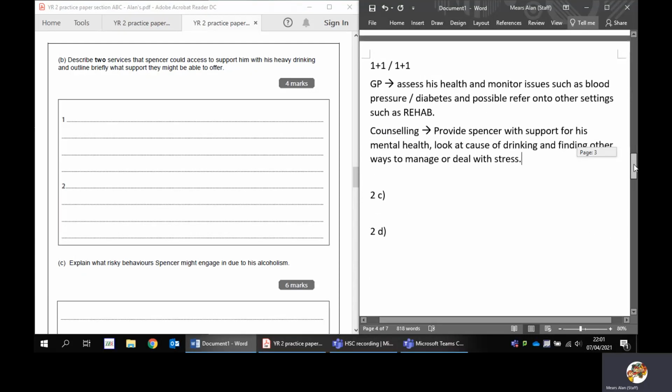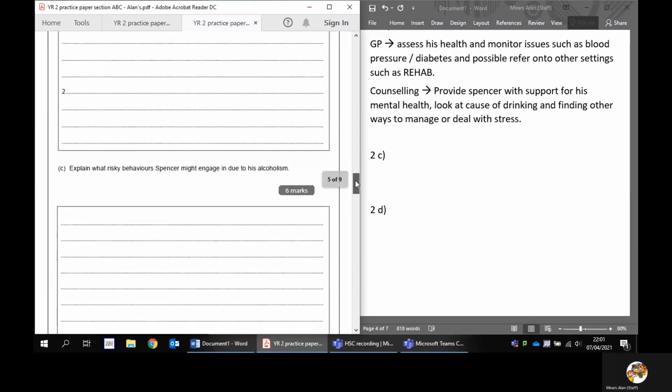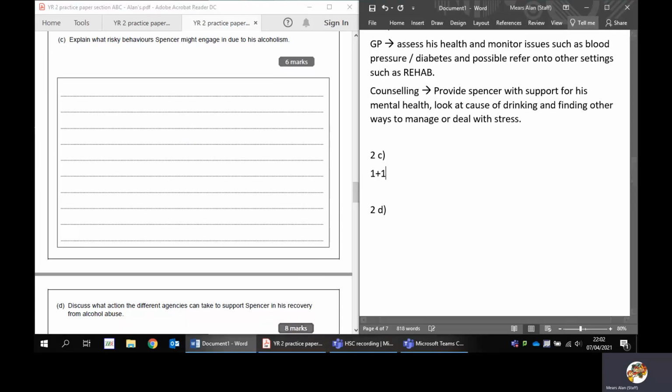And we're doing really well for time here, we're getting on really well with this question. So 2C, explain what risky behaviours he might engage in. So if Spencer is drinking heavily, what risky behaviour could he engage in? As before, this is our 1 + 1, 1 + 1, 1 + 1.